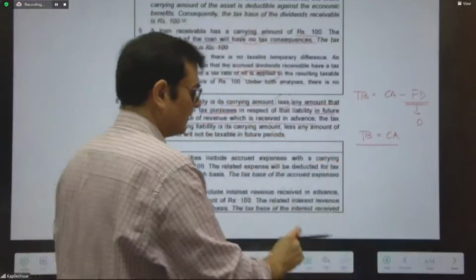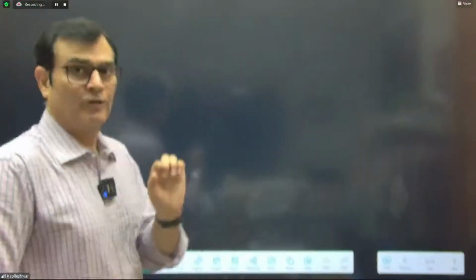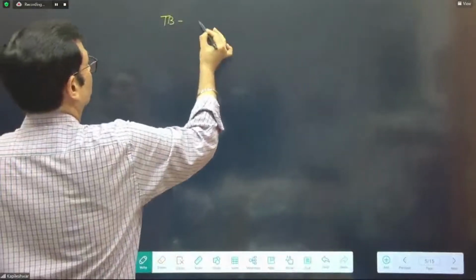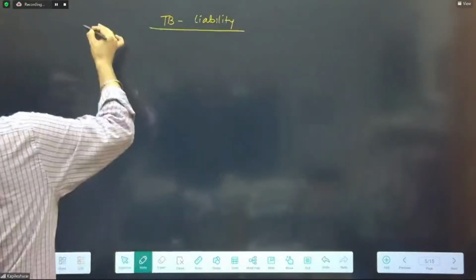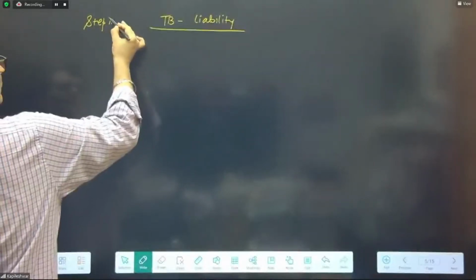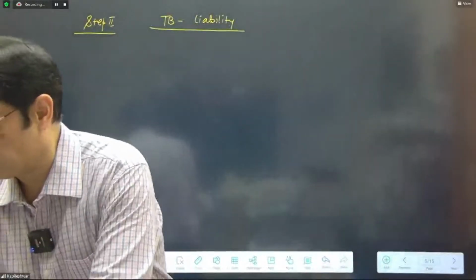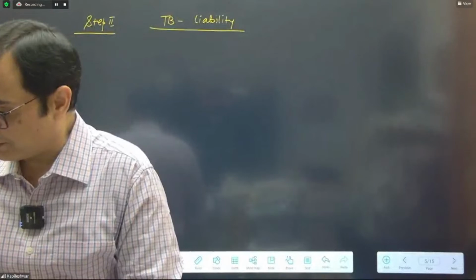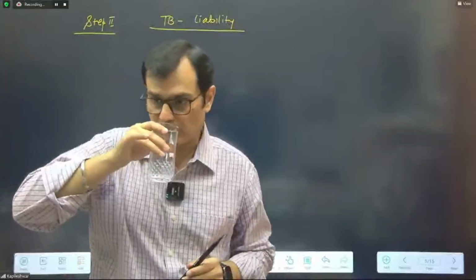Let's take an example to understand this bit. So let's create another kind of chart. First, we're going to create some notes on this, and then I'm going to take some examples with you. So let's create a chain. Now I'm looking at step number 2, the tax base of a liability, which is part of my main step 2, to understand. Okay. So let me first give you a chain of thought on how you are going to proceed in terms of putting questions.